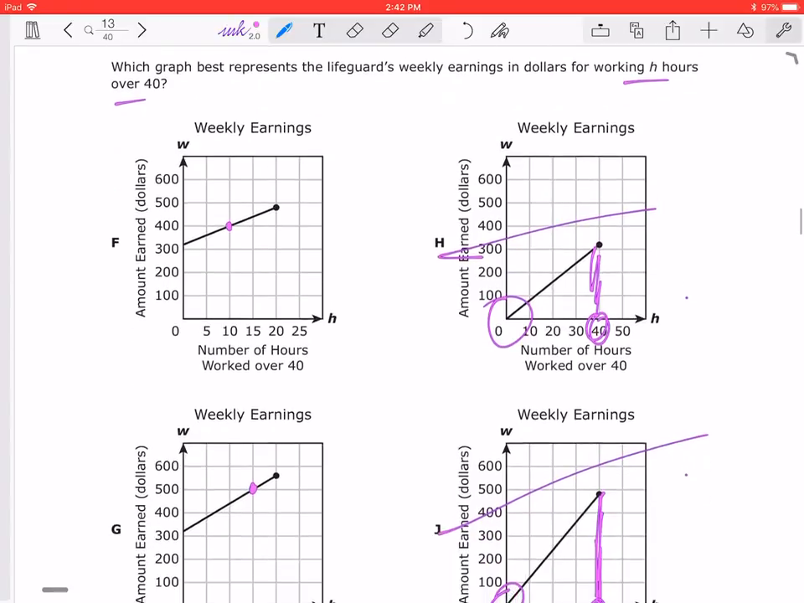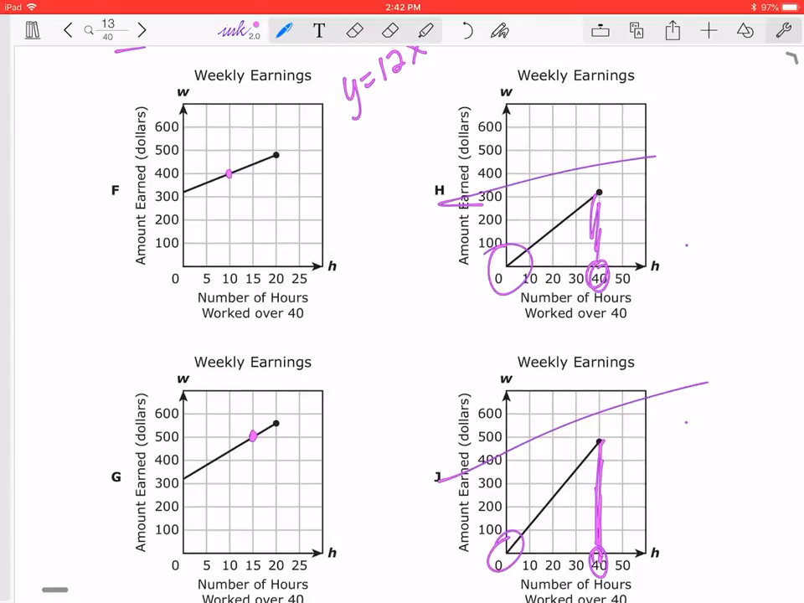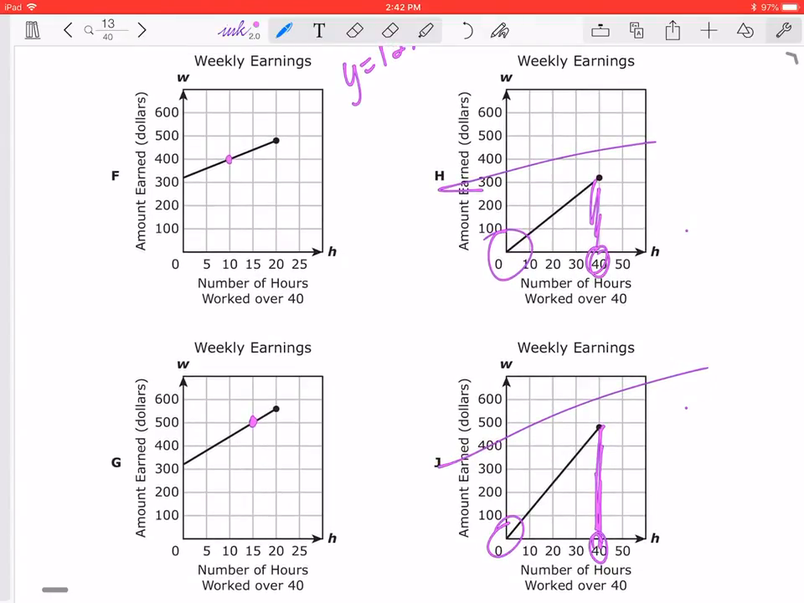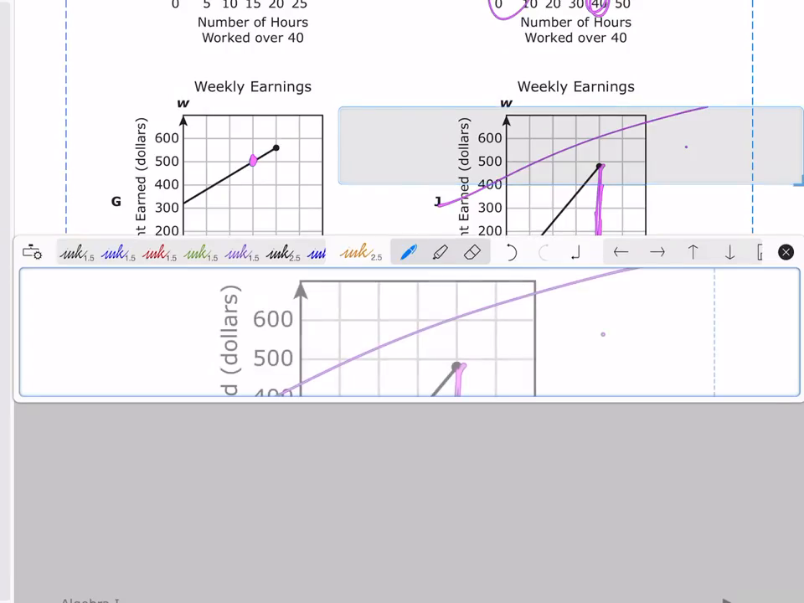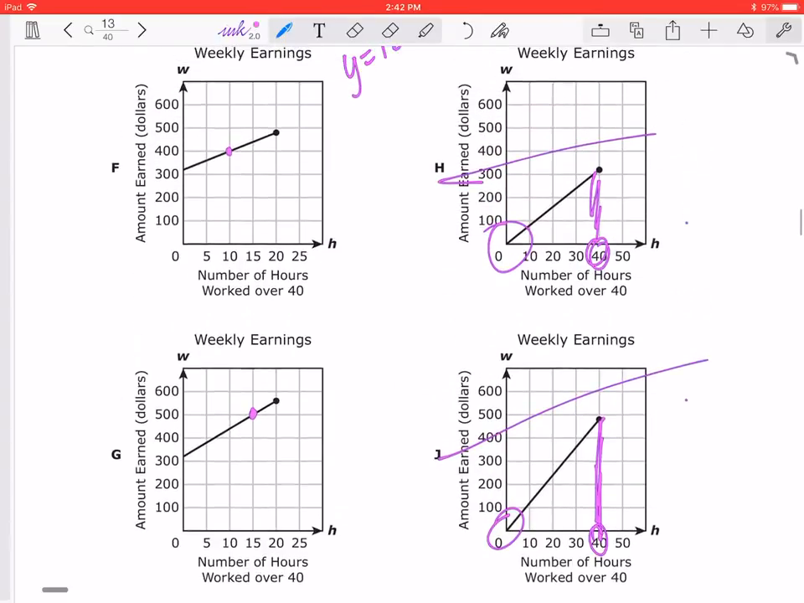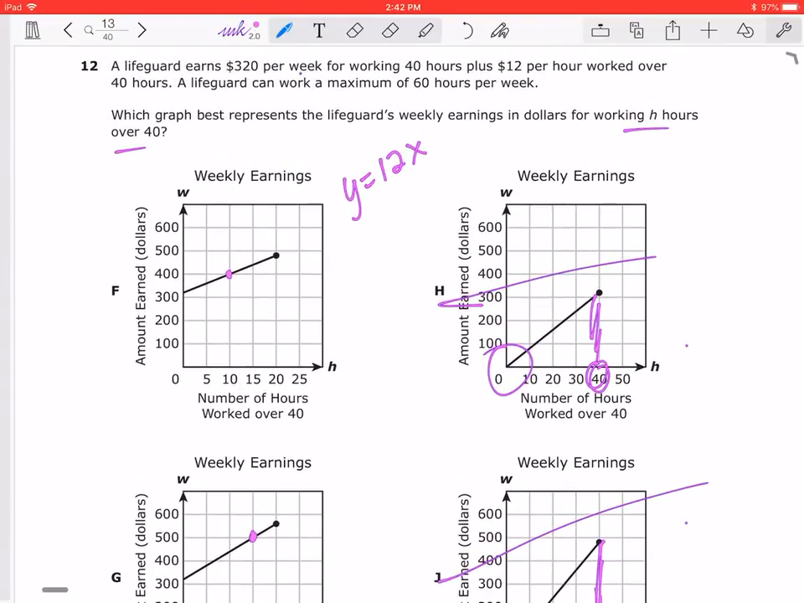Now, the x represents, now what would our equation be? If we're talking about how much he's earned over 40 hours, then our new equation would be y is equal to 12x. Because each hour he works, he's going to make $12. Okay? Now, let's say if he worked 10 hours, I plug that value 10 into my equation. Okay, I'm going to plug in 10 times 12. That will give me 120.